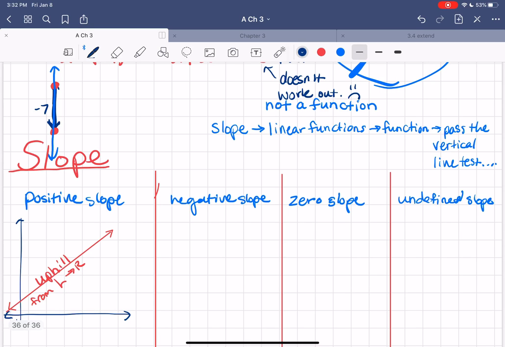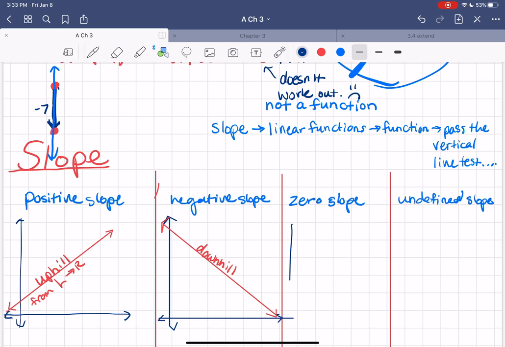Negative slope, what's that going to look like? You already know. It's going to look like that. You're going to have a downward hill. A downward slope. Go downhill. That's what we want to say. We're going lower from left to right.